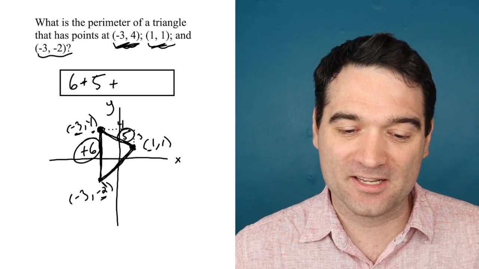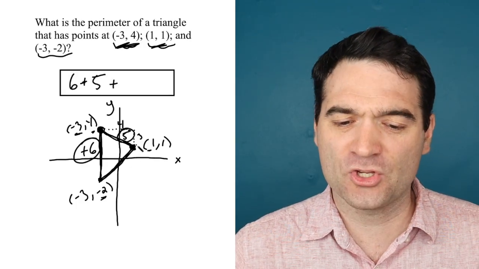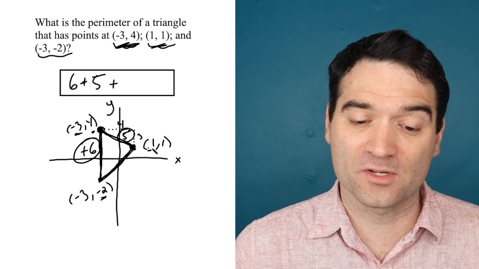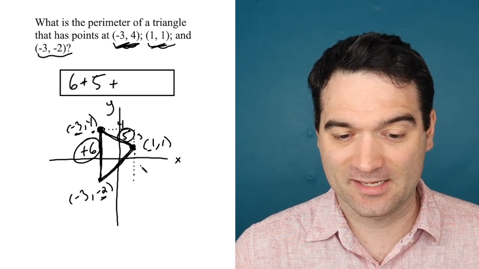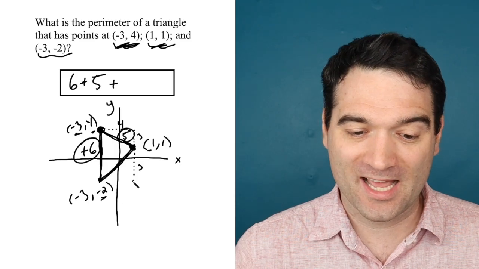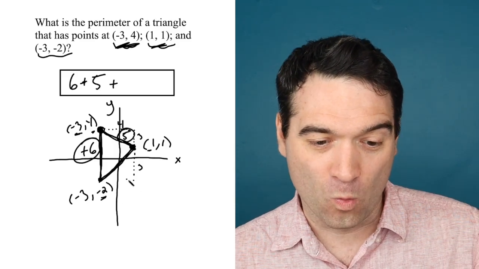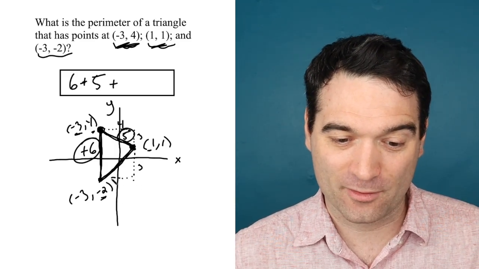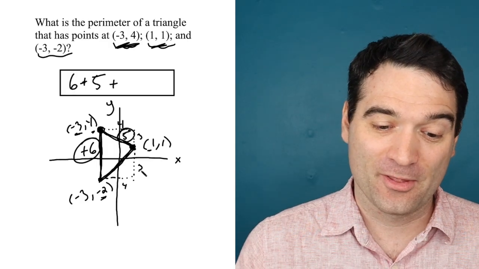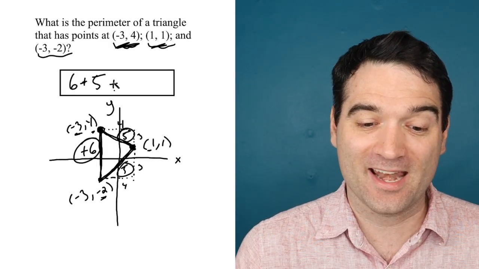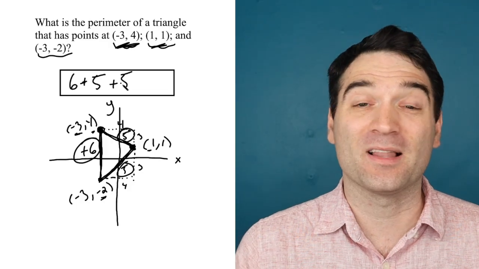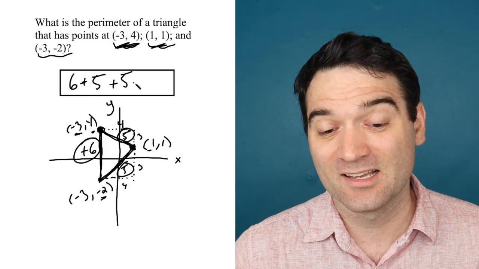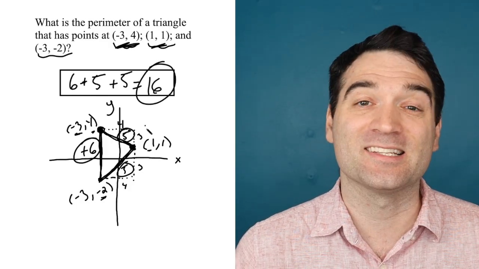Okay, well, how about this distance right here? To go horizontally from 1 down to -2, what's that distance right there? That's a distance of 3. And what's that distance vertically? To go from 1 to -3, well, again, that's 4. So 3, 4, 5 again, meaning that the perimeter of this triangle is 5 plus 5 plus 6, also known as 16.